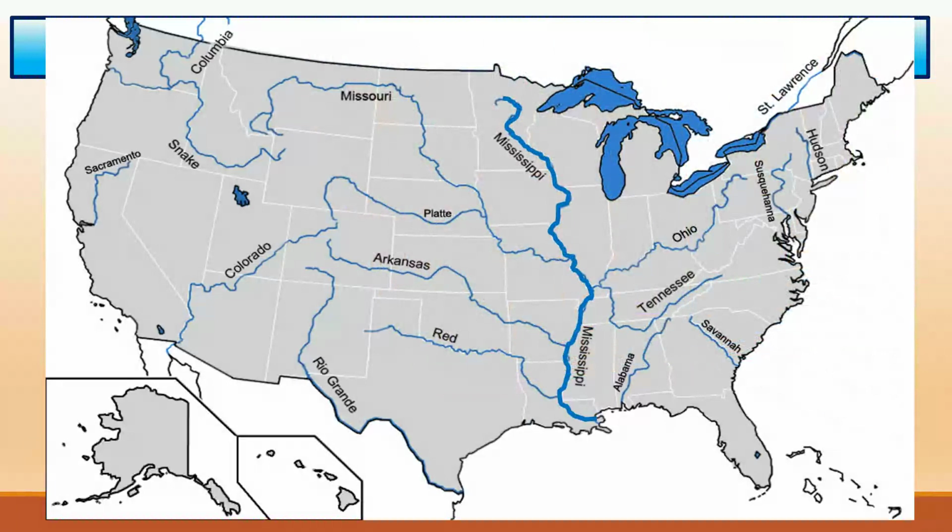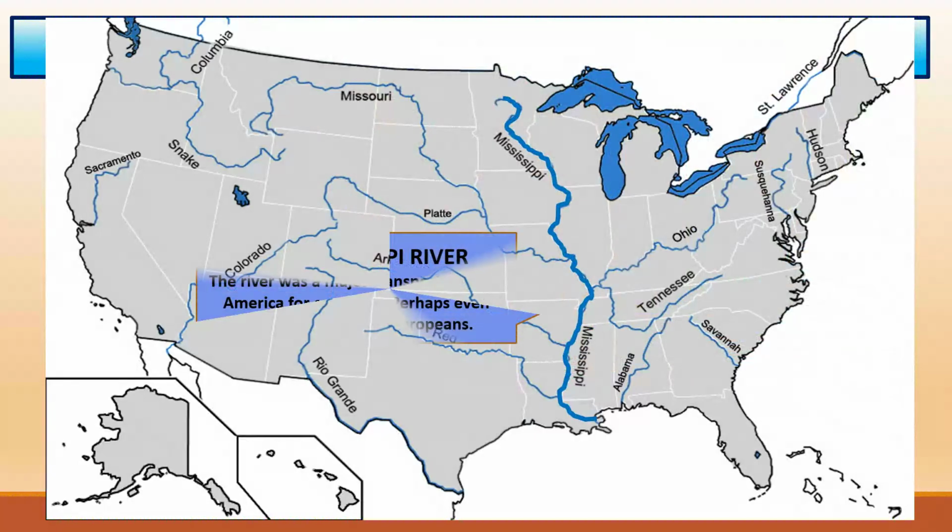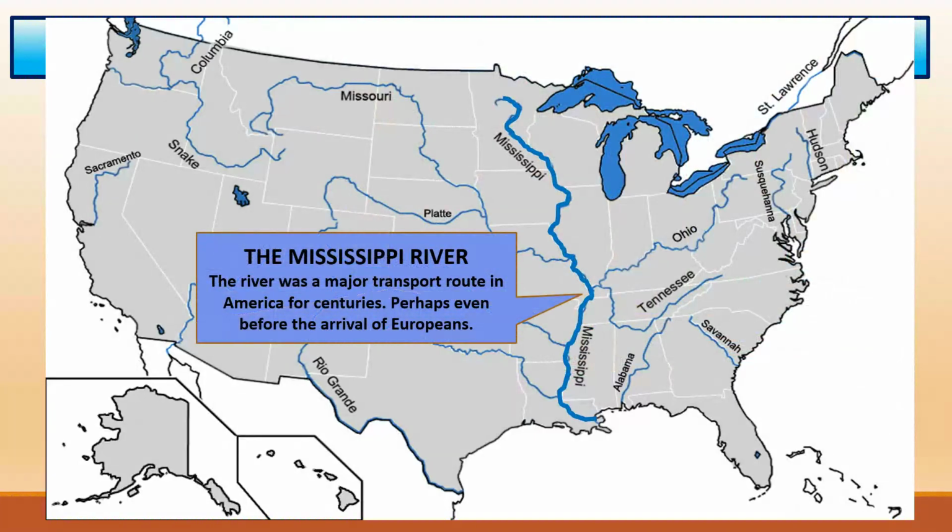Finally, the Mississippi River. I mean, this is a really important river. I don't know if we'll talk about it in our curriculum this year, but it's certainly an important part of what's known as the Louisiana Purchase later on.